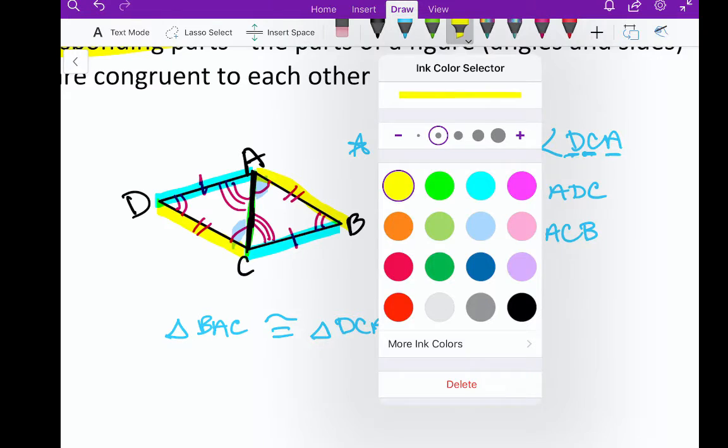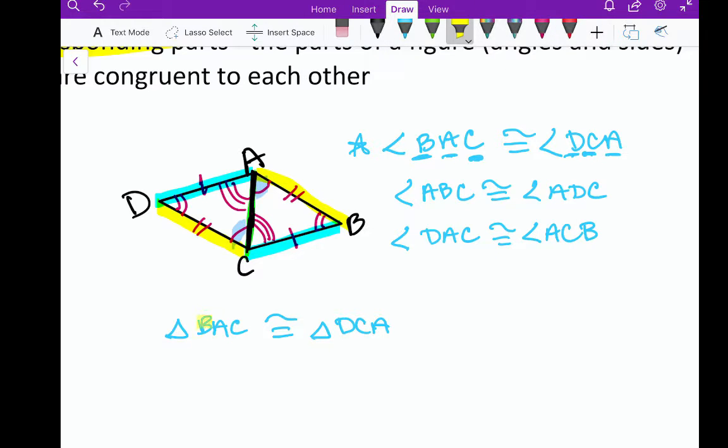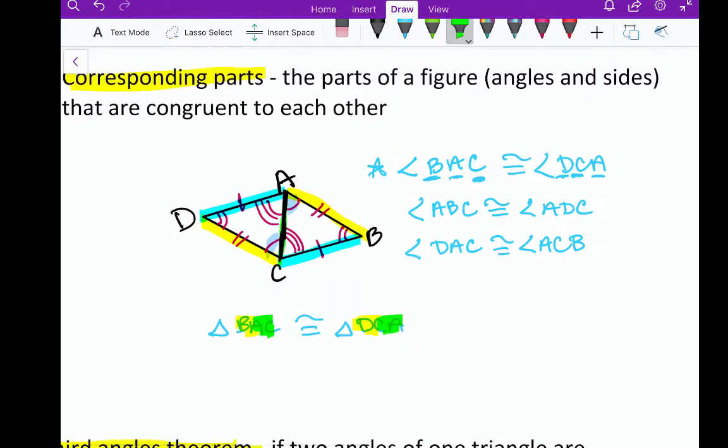Okay, so let's see if this holds true. So let's look at corresponding parts. So according to this, the segment BA should be congruent to DC. Let's look at the picture. Is BA the same as DC? Yes, it is. As well as, for instance, let's go with AC should be congruent to CA. Well, sure enough, AC is congruent to CA. So you see how those corresponding parts match up. And so that would be the congruency statement that you would state using corresponding parts.